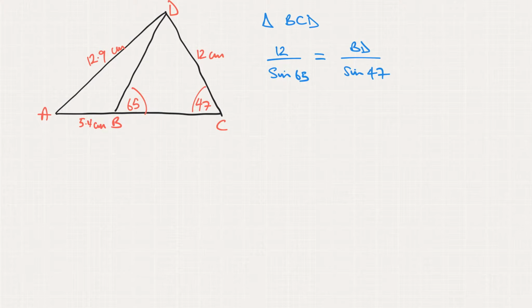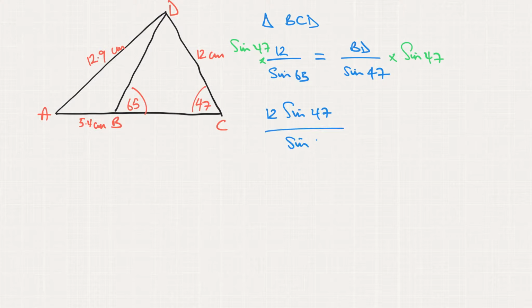What I'll do is I will just literally move that sine 47 and then BD will be on its own. So I'll just multiply by sine 47. I'm going to put a little bit of working out down, not a lot. Multiply by sine 47, multiply by sine 47, and then that will give us 12 sine 47 over sine 65 is equal to BD.